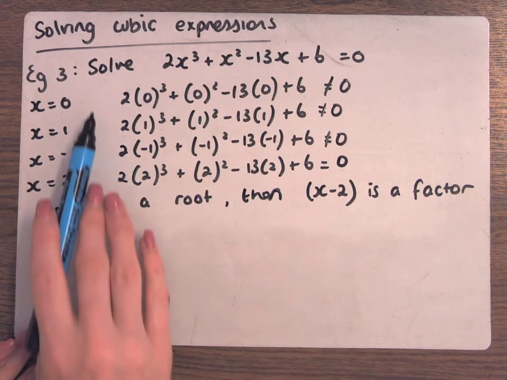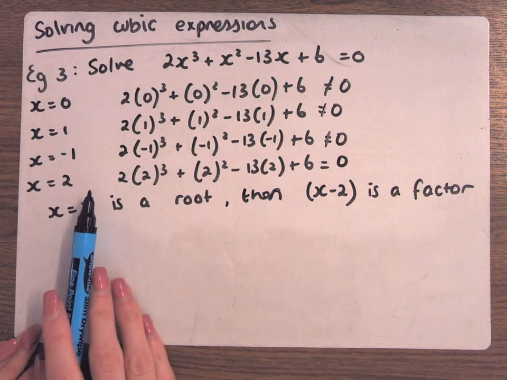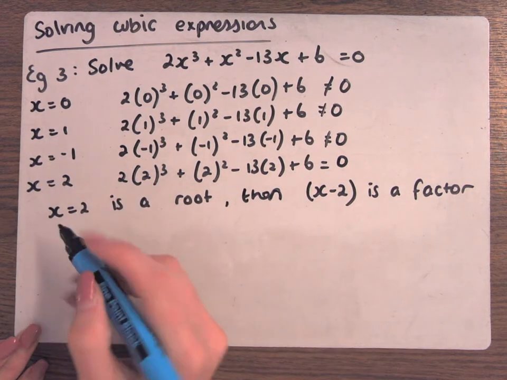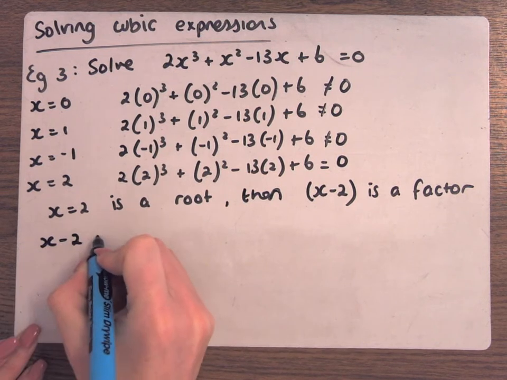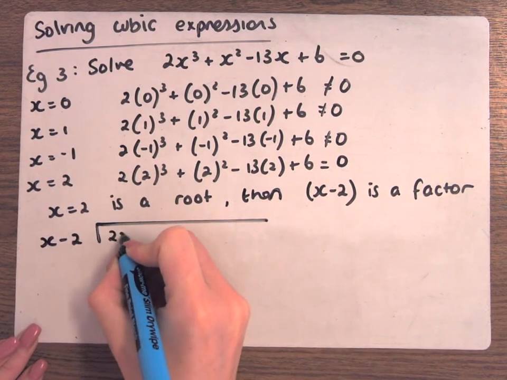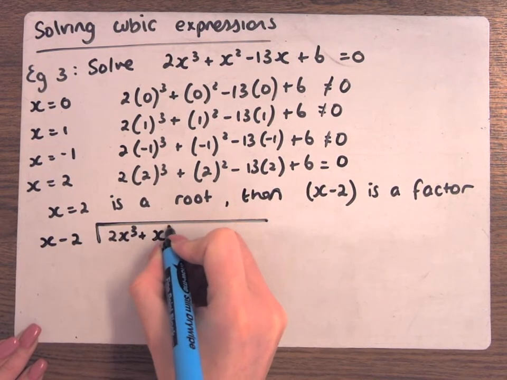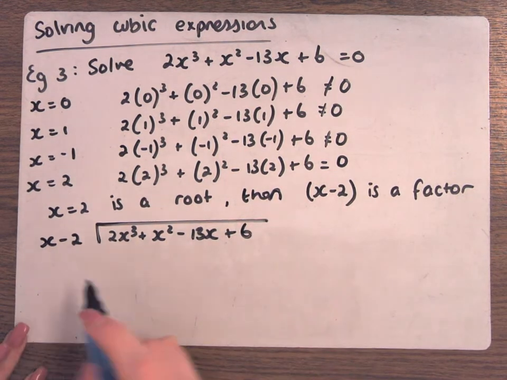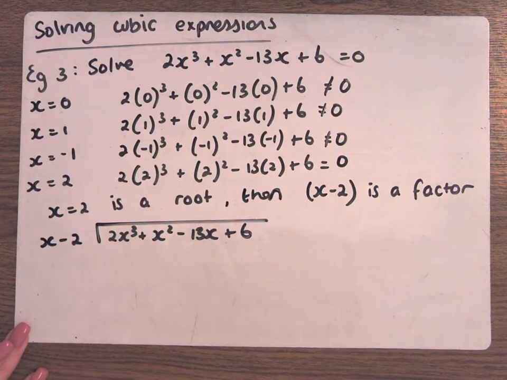You could keep going like that to find the factors, but it's going to take you forever. So you might as well divide. So we'll start dividing x minus 2 into that. So x by what gives me 2x cubed?